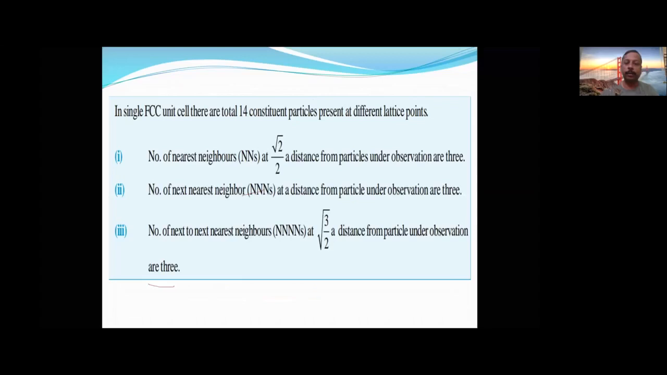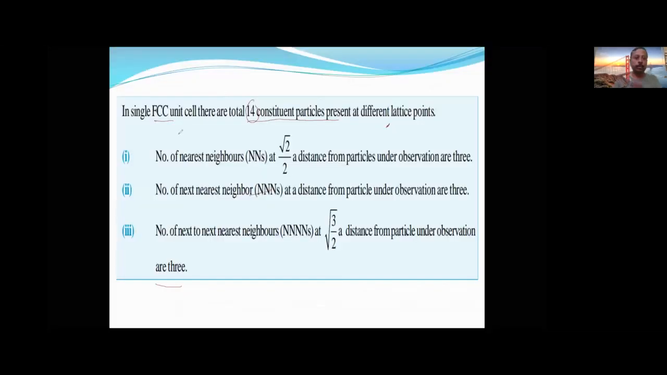Now this is the summary, so I am explaining it here. Listen. In the FCC, there are 14 constituent particles. 8 will be at the corners, 6 will be at the face centers. Therefore, the total number of constituent particles is how many? 14.